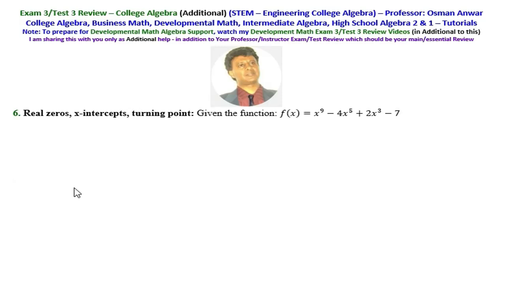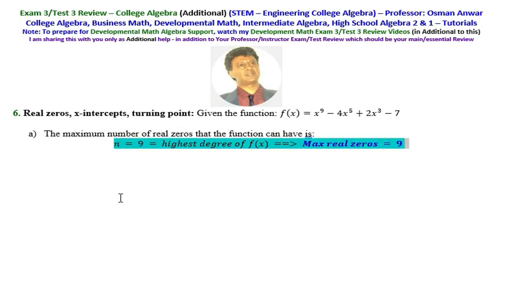Number 6 is real zero, x-intercept, turning point. Given the function f of x equals x to the 9 minus 4x to the 5 plus 2x cubed minus 7. A, find the maximum number of real zeros that the function can have. n equals 9, the highest degree is 9. The highest degree of f of x is 9, that means the maximum real zeros are 9.